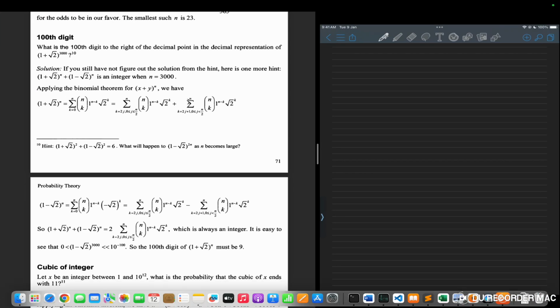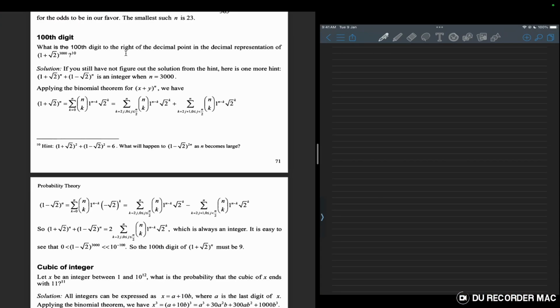Hello guys, welcome. So today let's look at this question, 100th digit, from the Green Book. The question states: what is the 100th digit to the right of the decimal point in the decimal representation of (1 + √2)^3000?